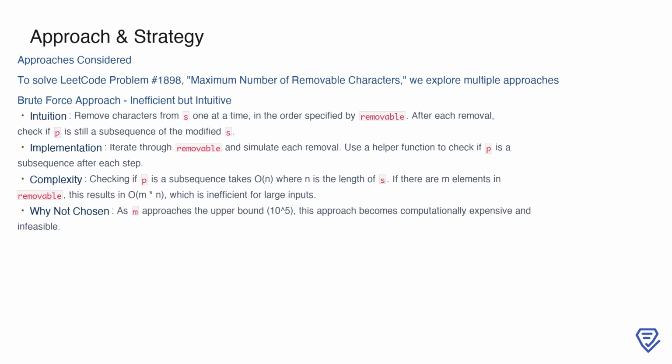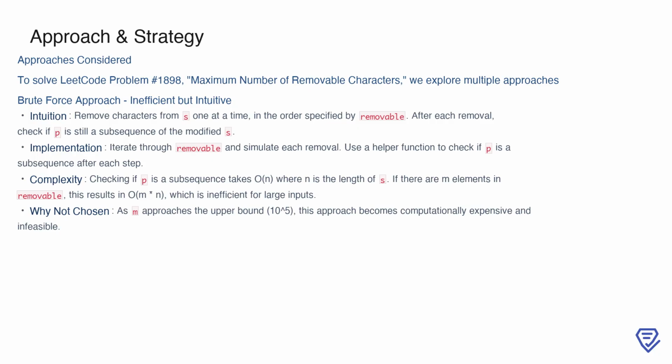To tackle problem number 1898, we begin by examining a straightforward yet inefficient brute force approach. The intuition here is simple: we remove characters from the string s, one at a time, following the order specified in the removable array. After each removal, we check if the string p still remains a subsequence of the modified s. The implementation involves iterating through the removable array, simulating each character removal, and using a helper function to validate whether p is still a subsequence.